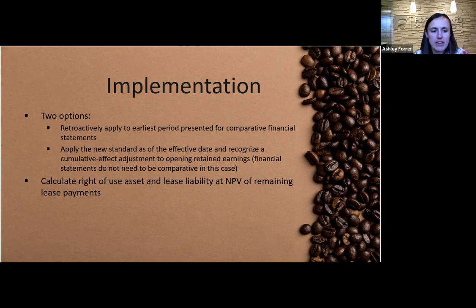And then to implement it, you are just calculating that right of use asset and lease liability at the net present value of the remaining lease payments. So as of 1/1/2022, if that's the route that you go.